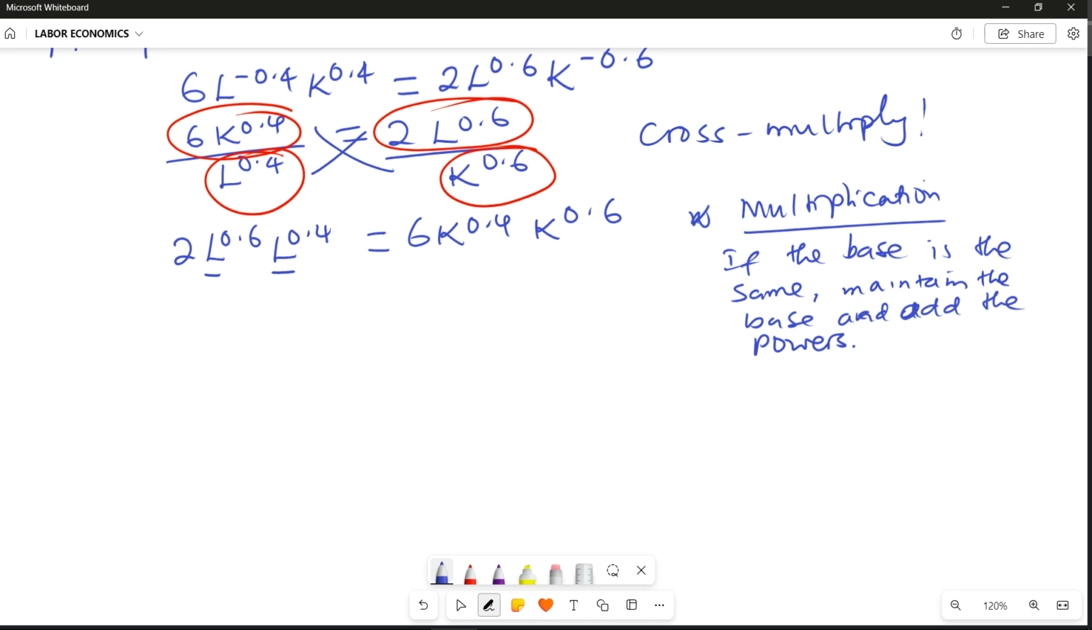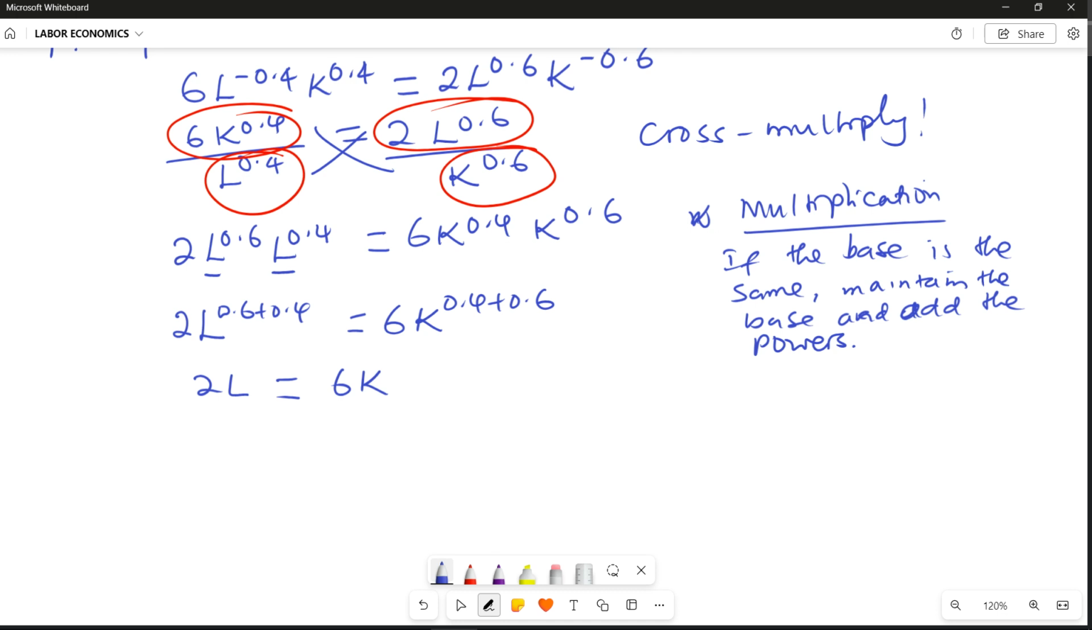So on the left hand side we're going to have 2, but look, we are multiplying L to the power 0.6 by L to the power 0.4. Since the base is the same, L, labor, we write the 2, maintain the base, which is labor, and add the powers, so it will be 0.6 plus 0.4. We do the same on the right hand side: 6, we maintain the capital, we add 0.4 plus 0.6. So on the left we're going to have 2L, because 0.6 plus 0.4 is 1. On the right hand side we're going to have 6K.